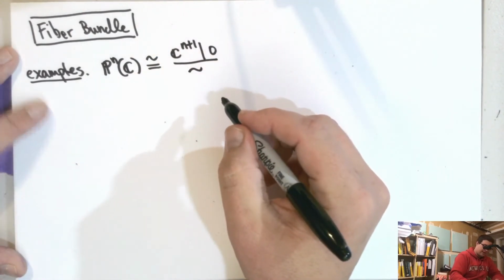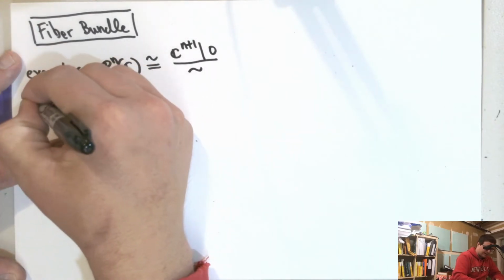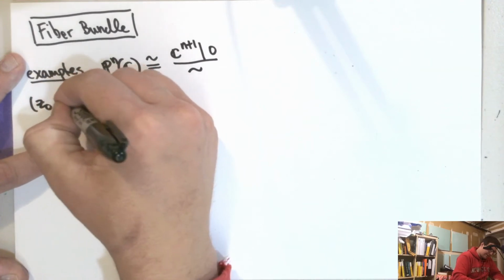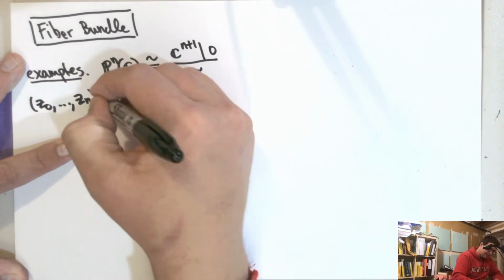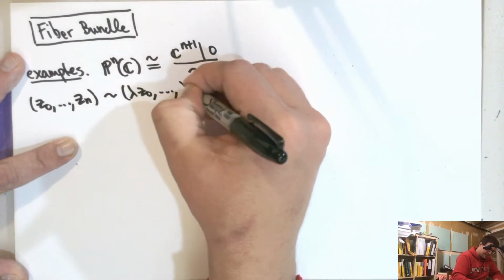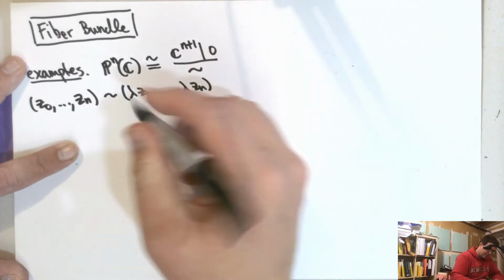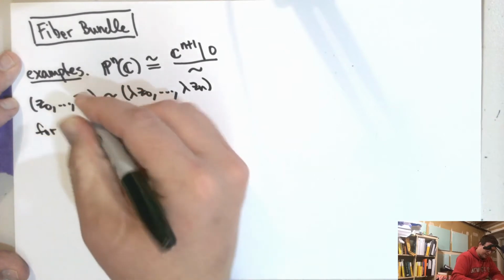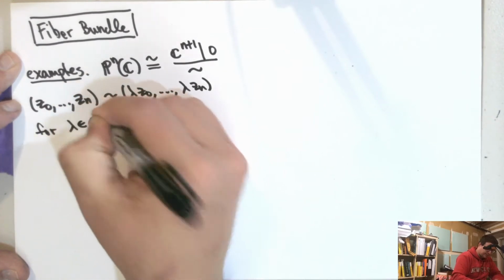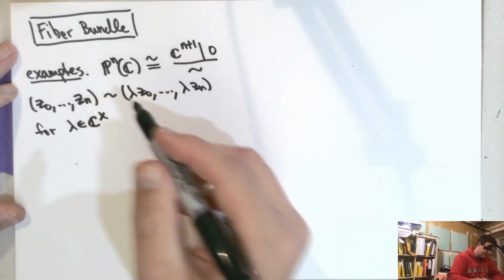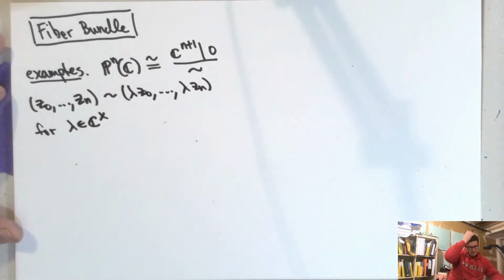The equivalence relation is that if I take a bunch of numbers z0 up to zn, this is going to be equivalent to lambda z0, up to lambda zn, for lambda a non-zero complex number. So this turns out to be a certain topological space called a manifold, since it's locally Euclidean.